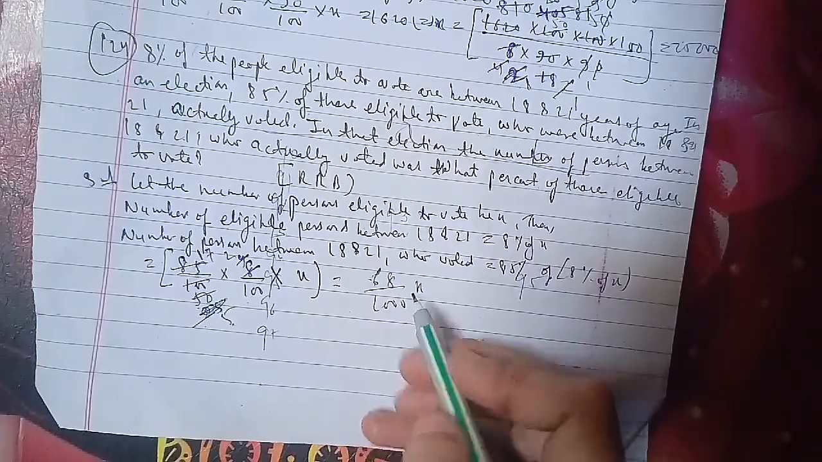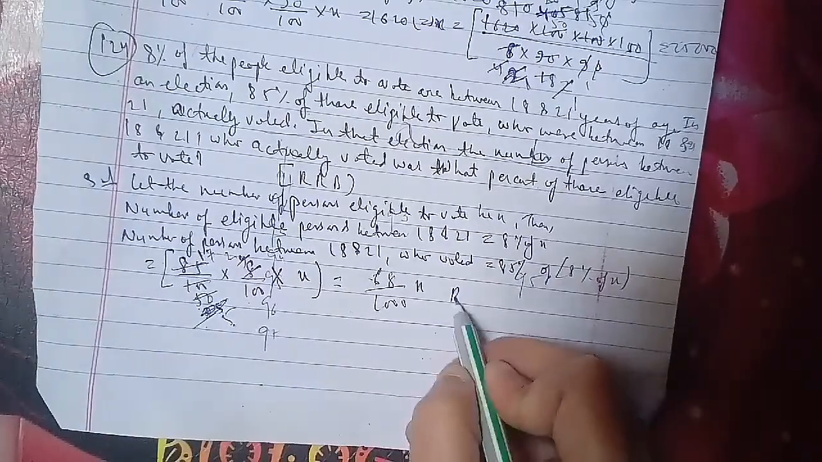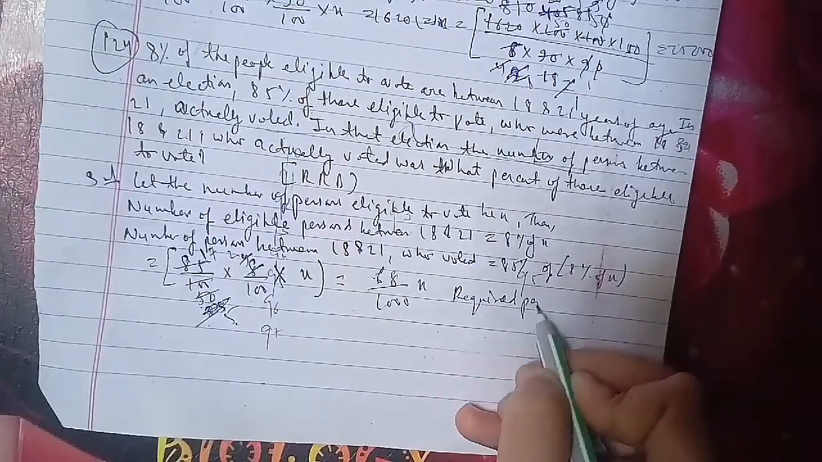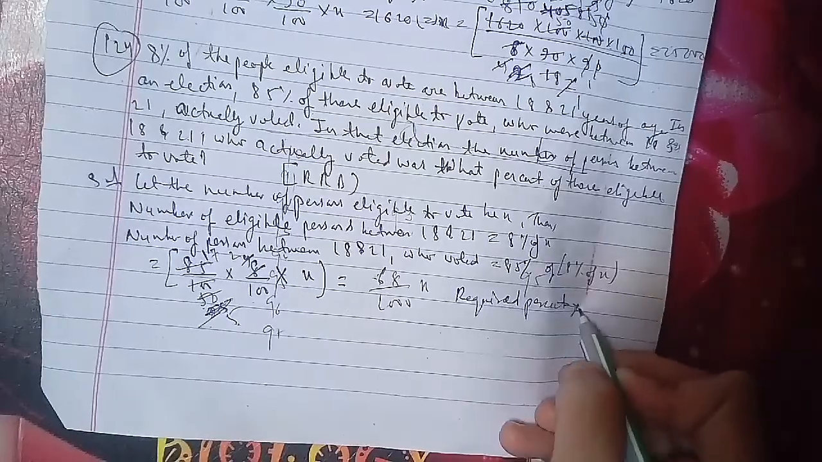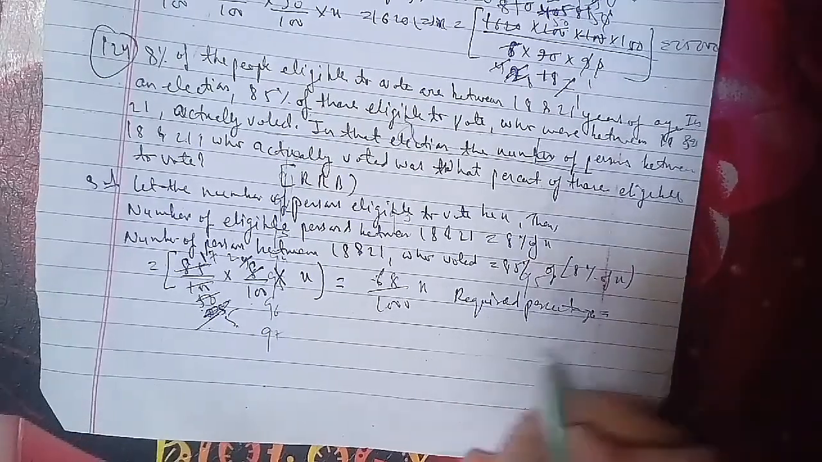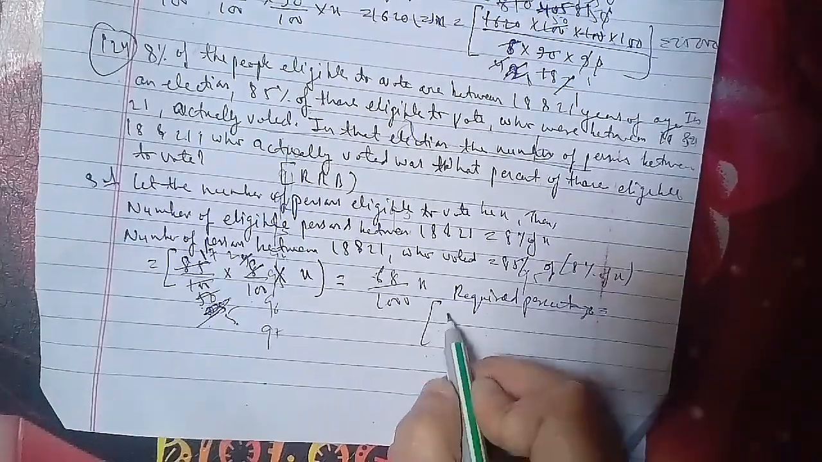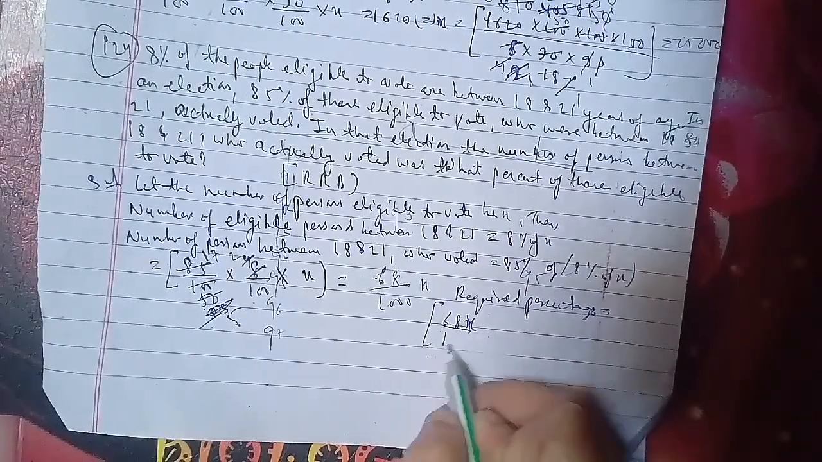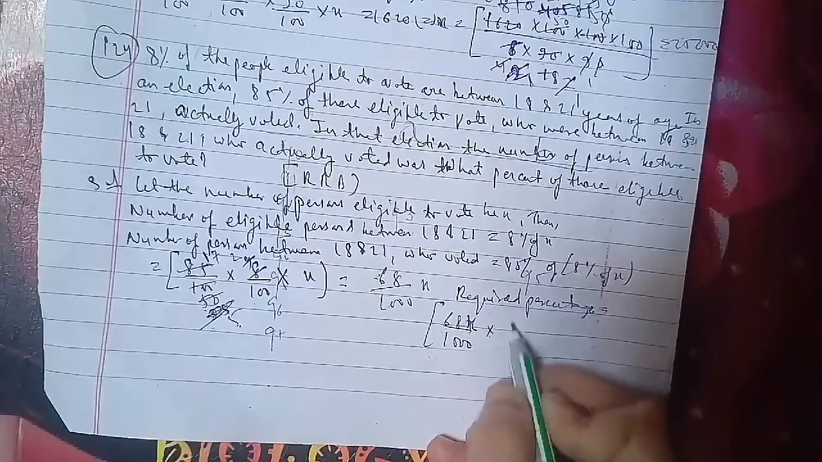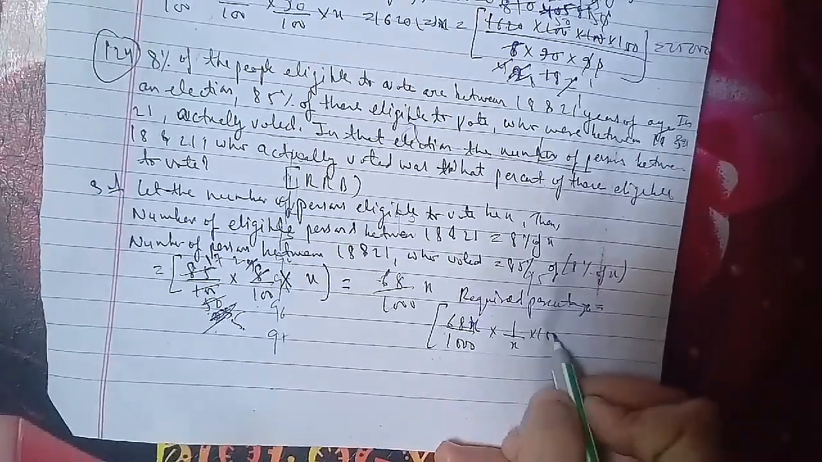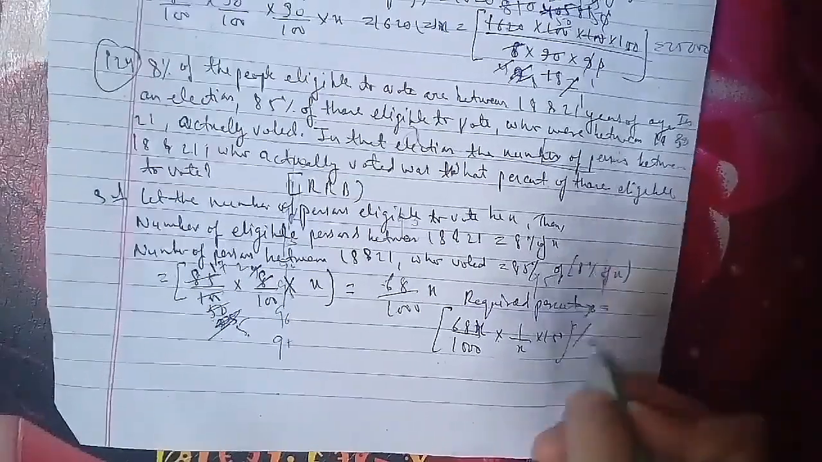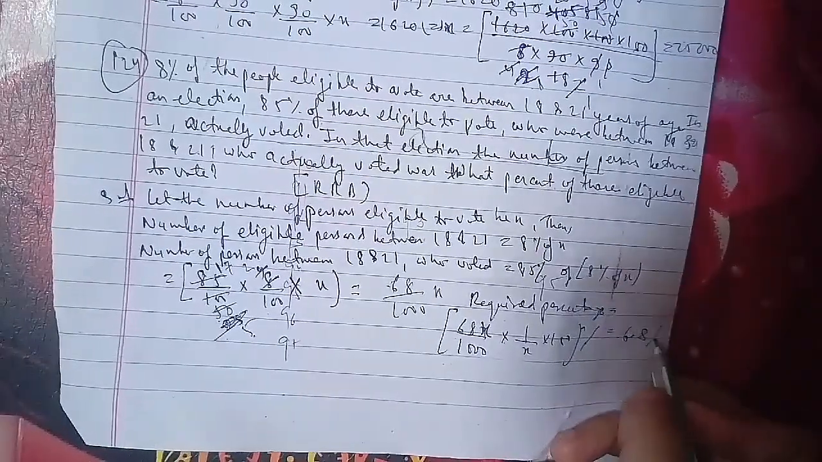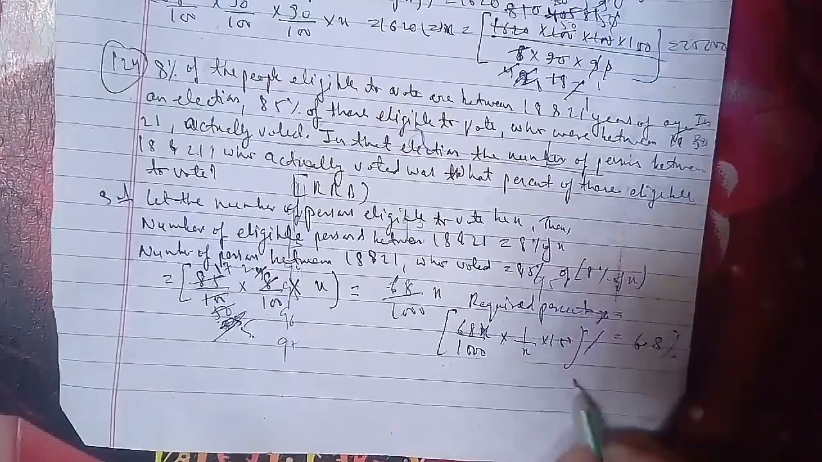So the required percentage, we find it out. Required percentage is equal to 68x upon 1000 into 1 upon x into 100%, that is equal to 6.8%. That will be the right answer for this question as well.